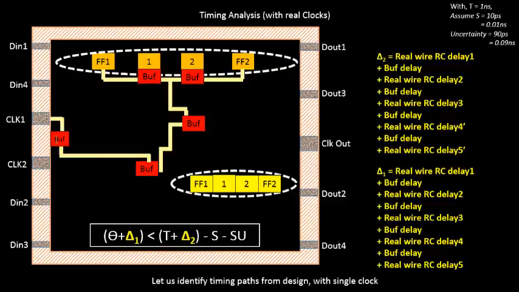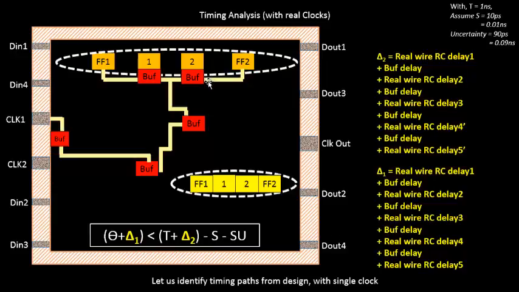So delta 1 looks like this. It's the real wire RC delay of this particular wire plus the buffer delay plus the real wire RC delay plus again this buffer delay and so on. It will go till the flip-flop 1 clock endpoint. Similarly for delta 2, it is the real wire RC delay plus the buffer delay plus the next real wire RC delay and so on. It will go till flip-flop 2.